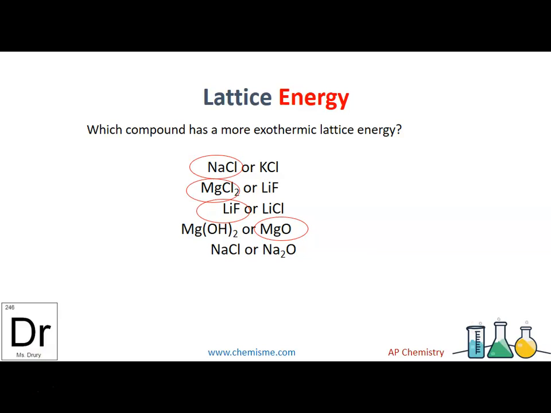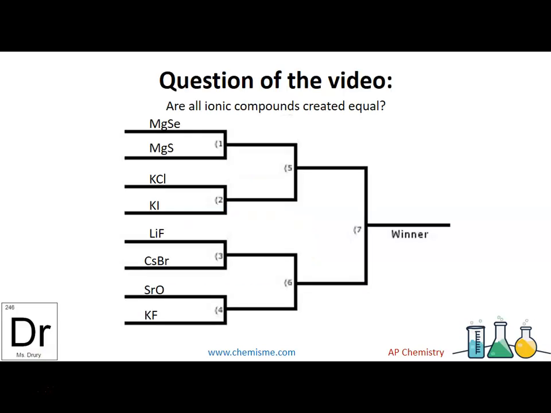In our last example, NaCl versus Na2O, again, oxygen has a -2 charge. It's transferring 2 electrons, which makes it a little bit stronger than the transfer of only 1 electron in NaCl. So look for those charges and small radius.